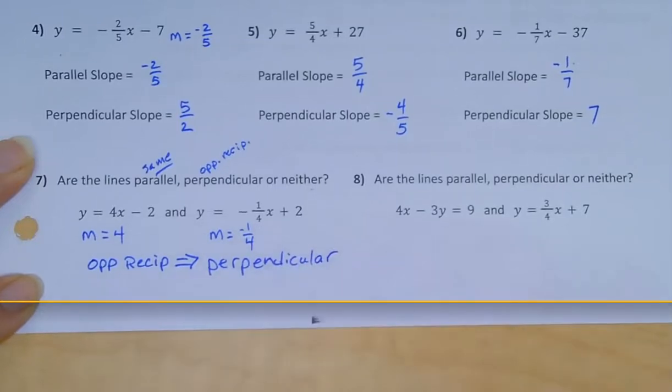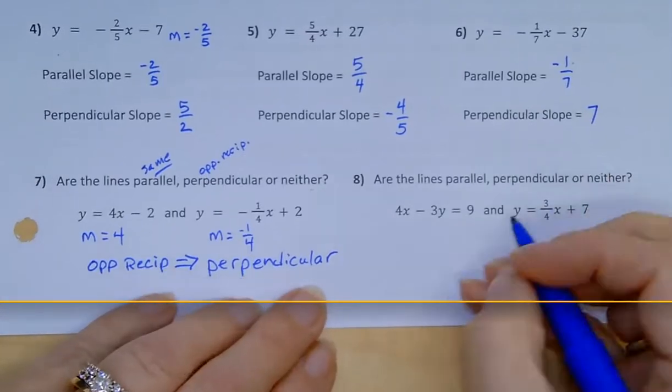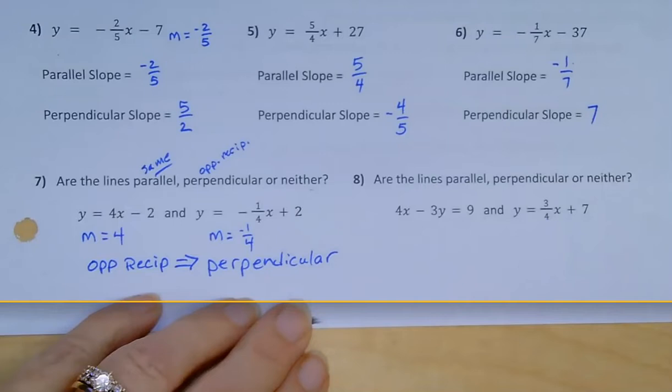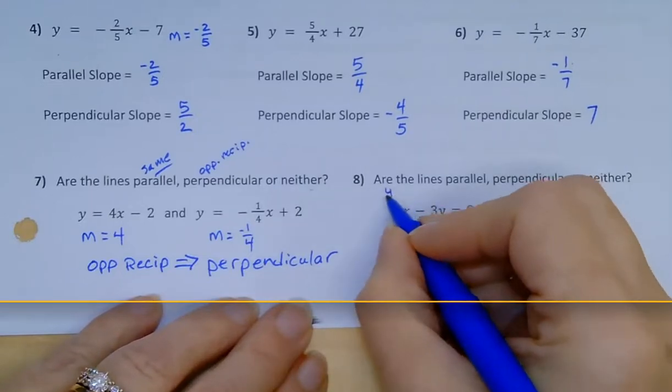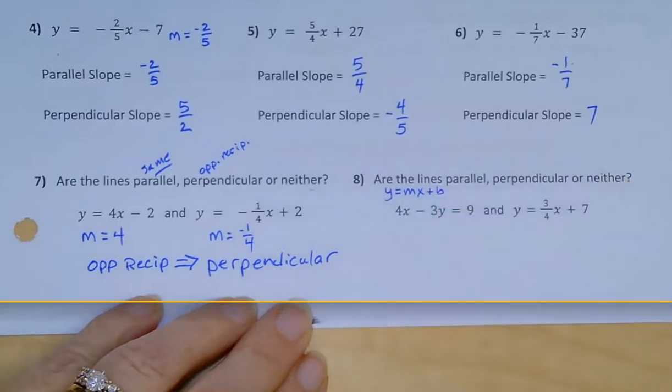Perpendicular. Okay, if I look at my other two equations, 4x minus 3y equals 9, I have to figure out what the slope is there. My favorite way to find the slope is to put this back into slope-intercept form, which is y equals mx plus b. So I'm just going to do that. I'm going to solve for y.